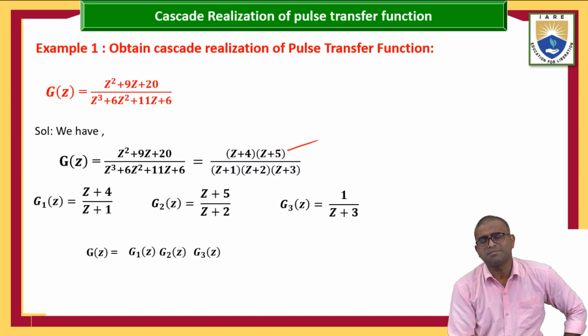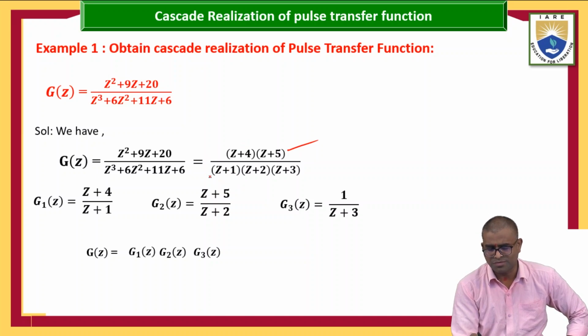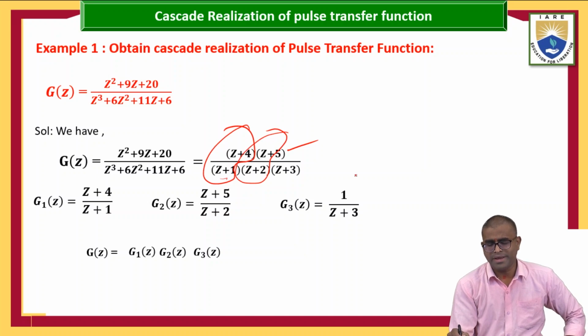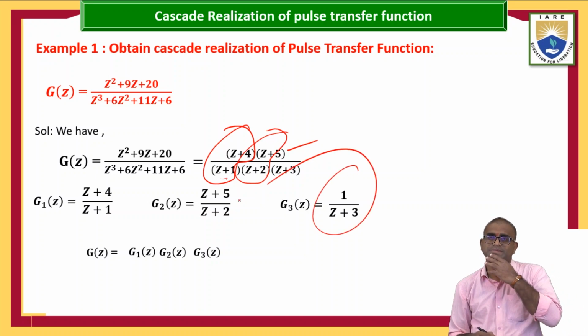Take each term as one function. That is (z plus 4) by (z plus 1), (z plus 5) by (z plus 2), and 1 by (z plus 3).